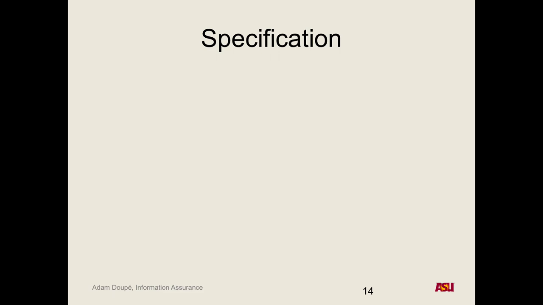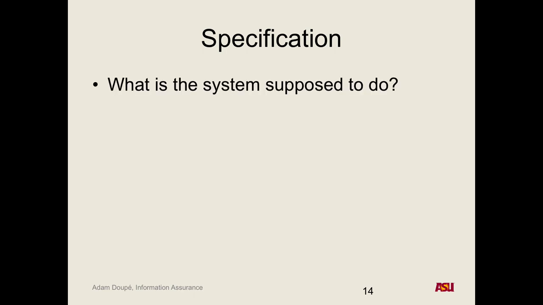Good. So we'll talk about system building. We're going to build some system, right? We have some specification which tells us essentially what the system is supposed to do. This may or may not be explicitly defined, but if you're building anything, it's for a specific purpose. It's supposed to do something. I guess you could create an art project where you're just building stuff to build stuff. That's not really what we're talking about here.